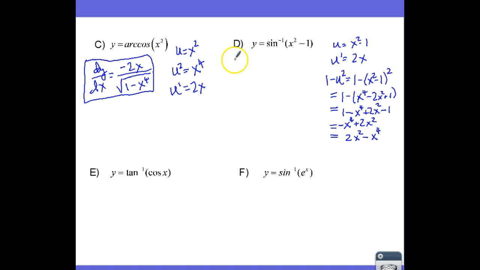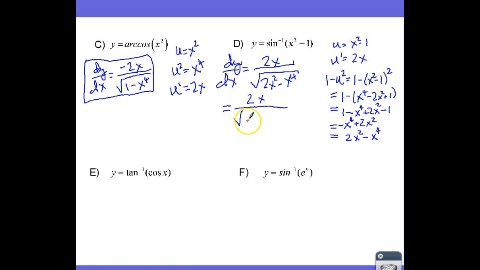Now, applying our formula for the derivative of arc sine, we have dy dx is equal to u prime, which is going to be 2x, divided by the square root of 1 minus u squared, and we've already found 1 minus u squared, that's 2x squared minus x to the fourth, and we can simplify this a little bit. I can factor out an x squared inside, and that's going to leave me with 2 minus x squared. And then if we split the radicals, this becomes 2x over the square root of x squared times the square root of 2 minus x squared.